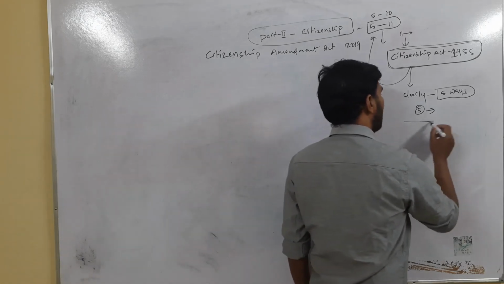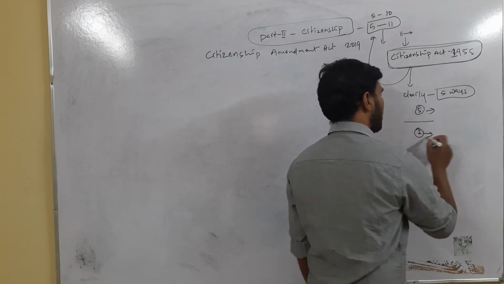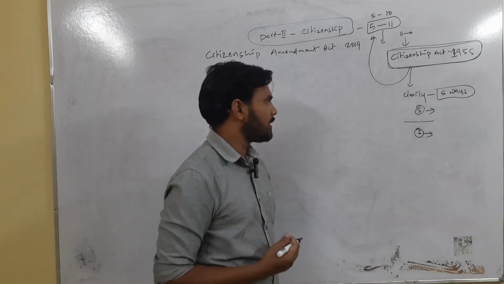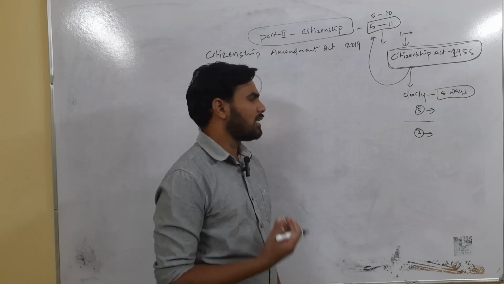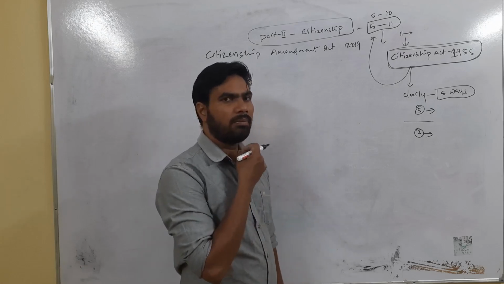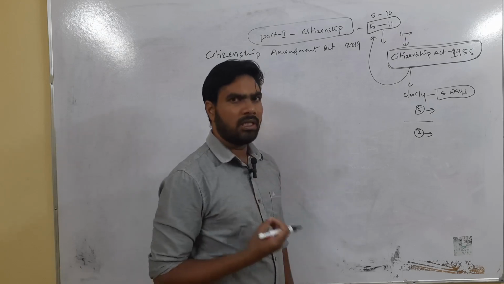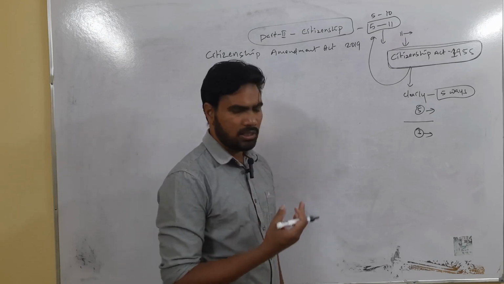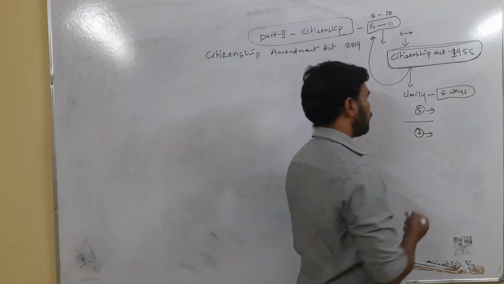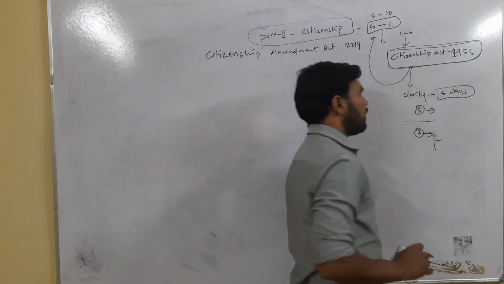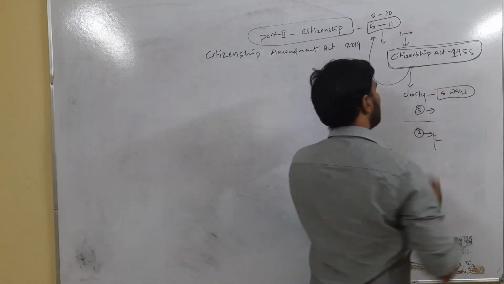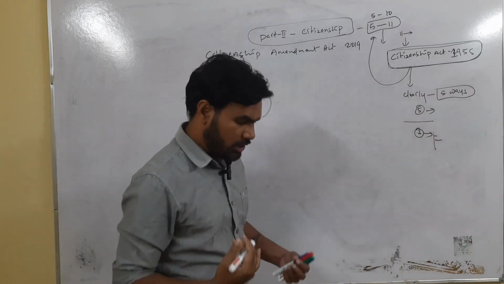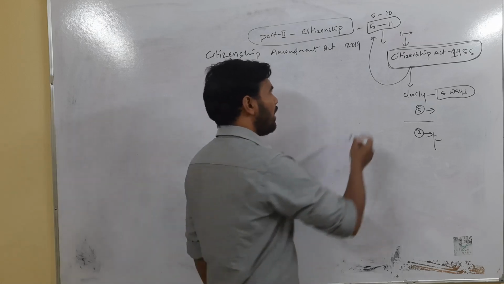Then apart from that, it also mentioned the 3 ways in which people will forego the citizenship of India: voluntarily giving up, deprivation, and termination. Okay, right. So this is the comprehensive act with respect to citizenship of our country.